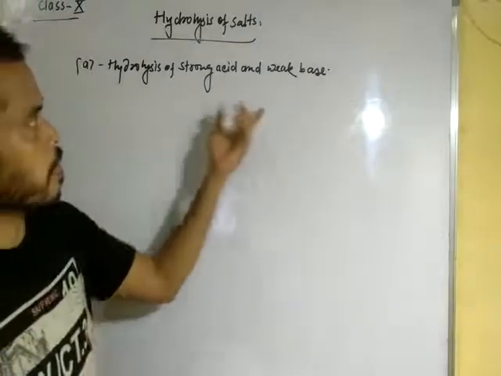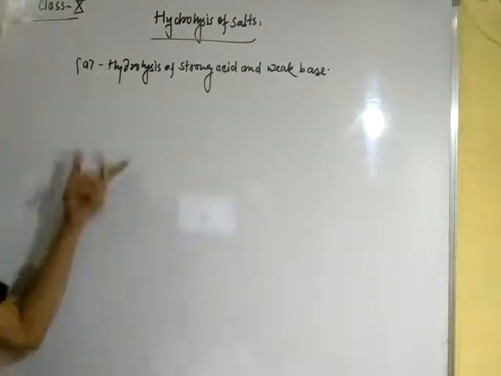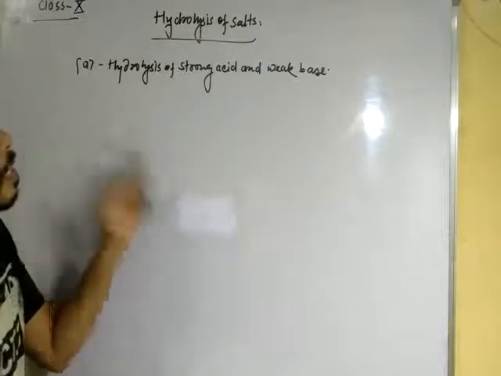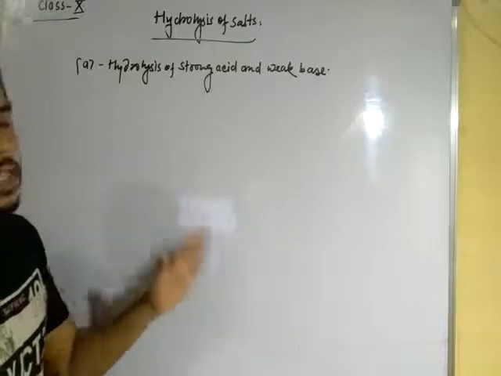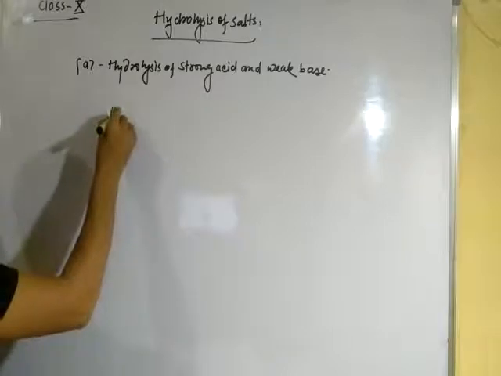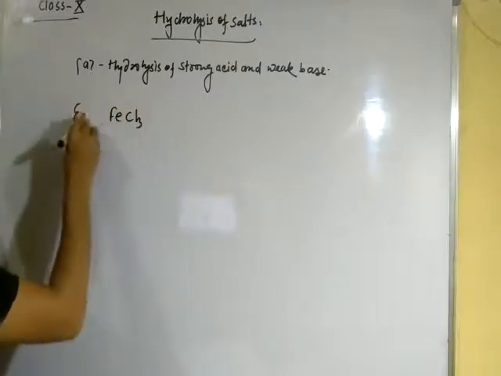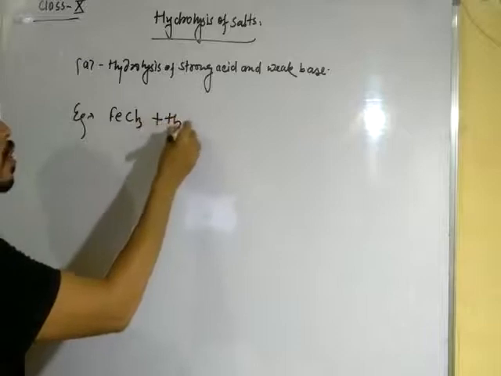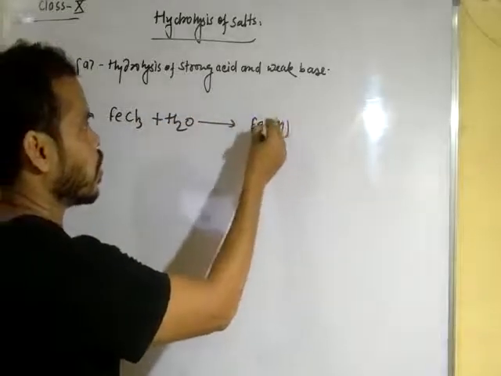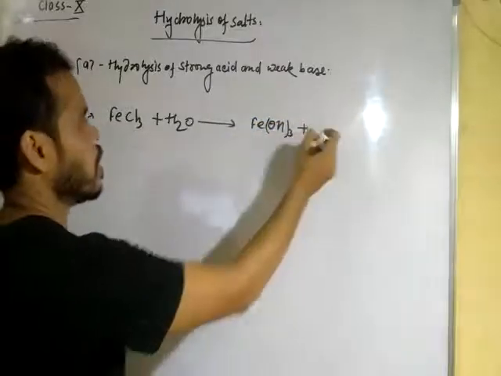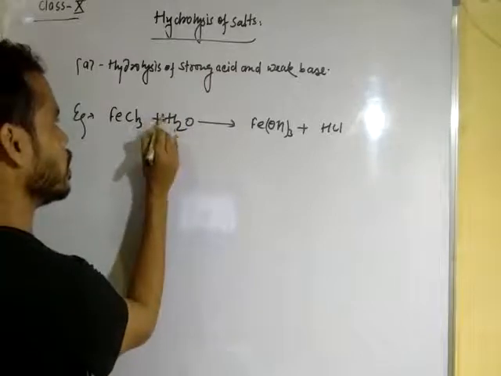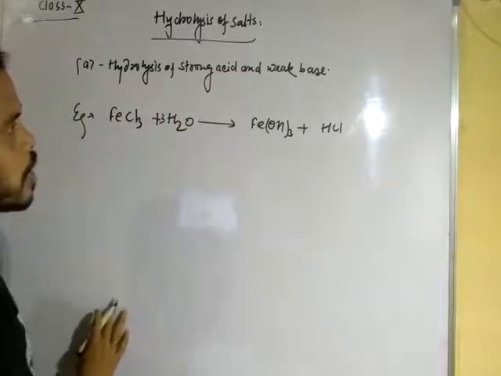Okay dear student, when a salt of strong acid and weak base is dissolved, the solution obtained is acidic in nature. Let us see. Suppose we have FeCl3. When dissolved in water H2O, it forms Fe(OH)3 and HCl. Let us multiply it with 3 to balance the hydrogen atoms.